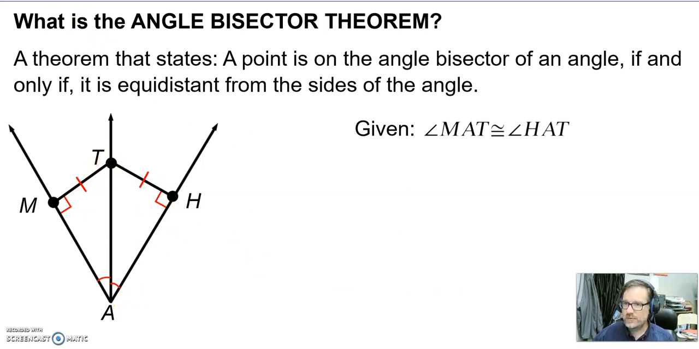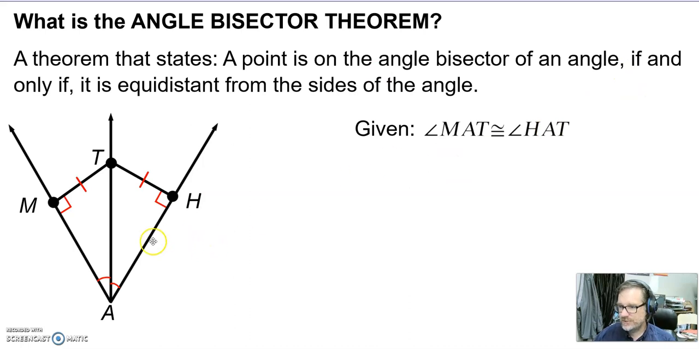Okay, so let's review what I did. I've got an angle that's been cut in half. I know it's cut in half because of these marks right here. What I'm going to do then is connect the side to a point and the other side to the same point on the angle bisector. They will make right angles with the side and these distances are going to be the same.